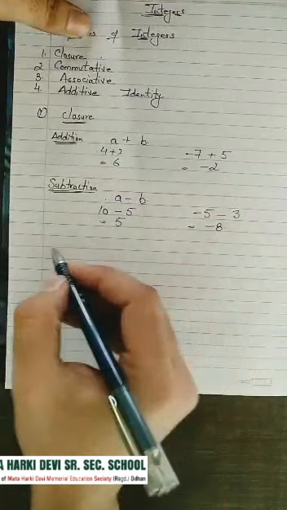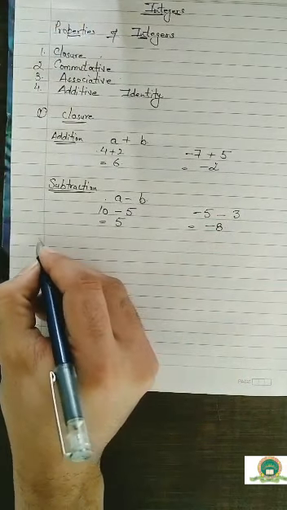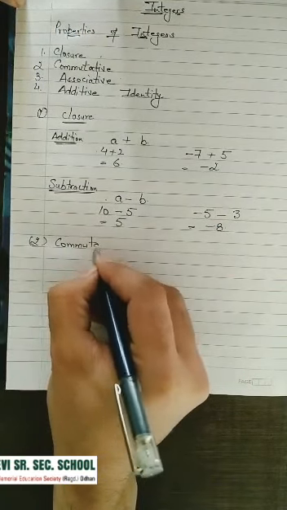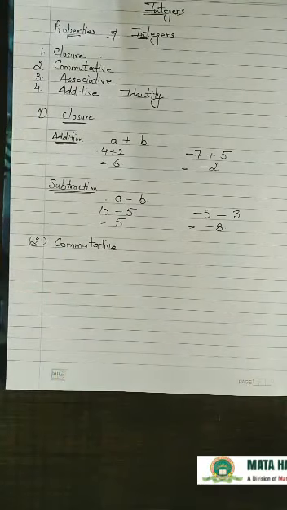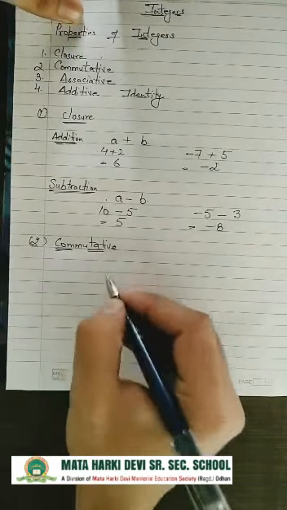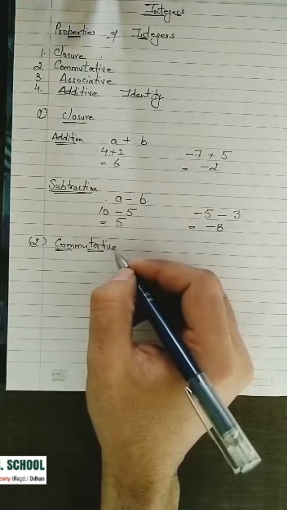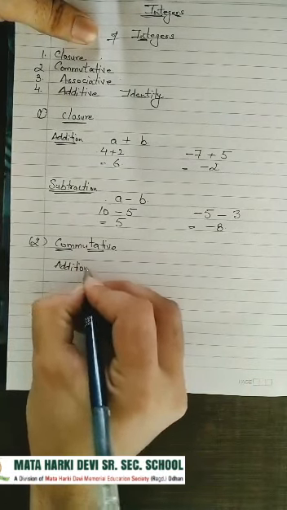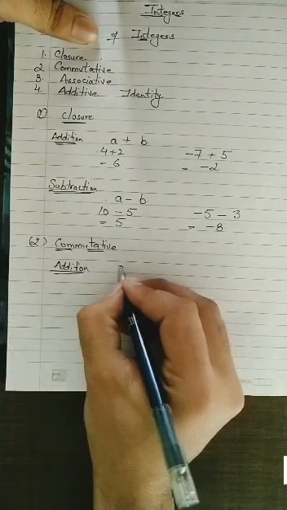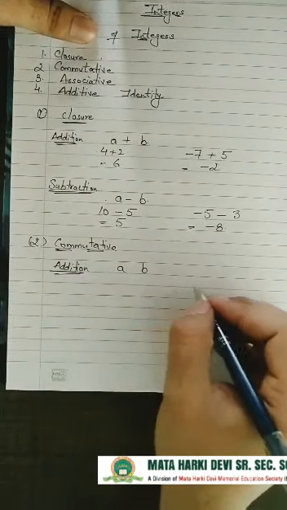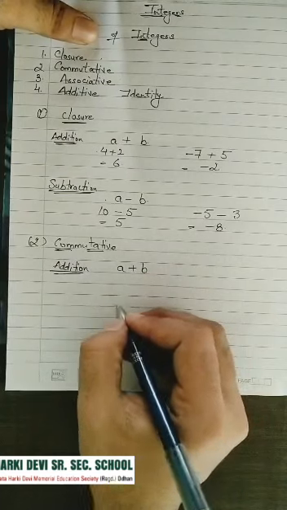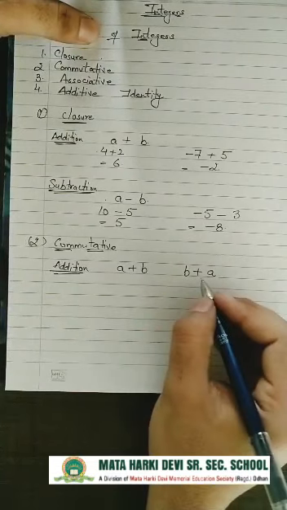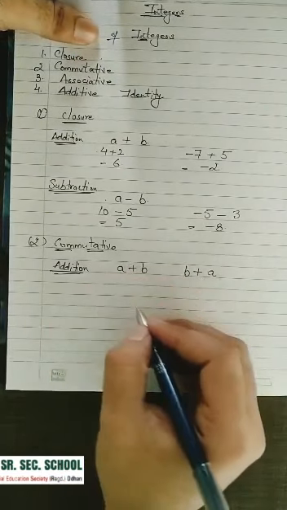Okay, now let us start our second property, that is commutative. So commutative property is for the positions of the number. So for example, if we start with addition, I have two numbers a and b. If I add a plus b, is the result equal to b plus a? If the result is the same, we can say this property is applicable for addition.